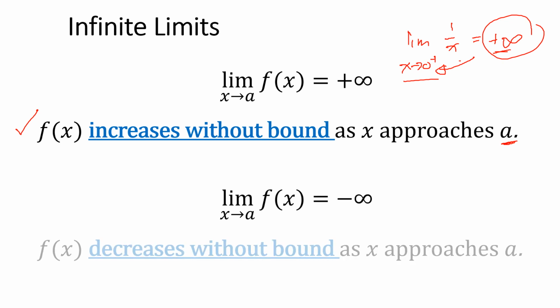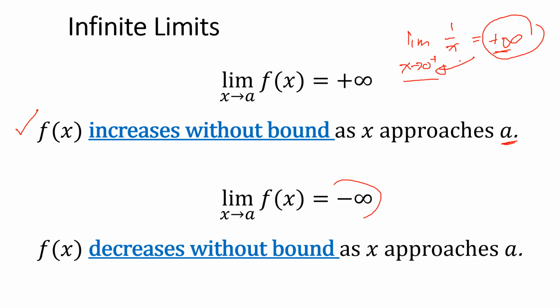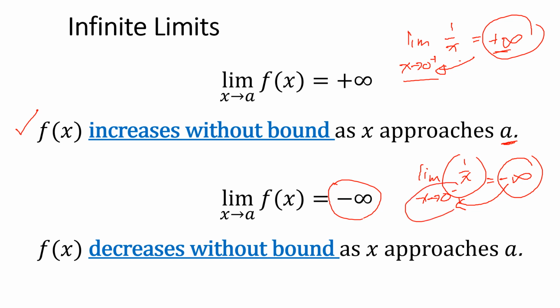On the other hand, we say that the function decreases without bound as x approaches a whenever it goes to negative infinity, or the function goes down without bound. So we say that the limit of 1 over x as x approaches 0 from the left is negative infinity. So we say that the function 1 over x decreases without bound as x approaches 0 from the left.